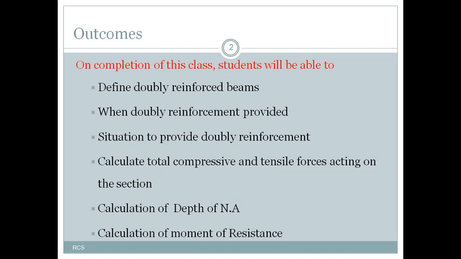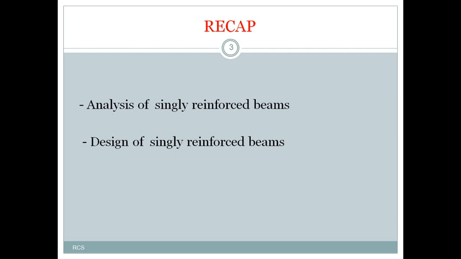As all of you know, analysis of any beam means the calculation of moment of resistance by using various parameters like compressive forces, tensile forces and depth of neutral axis. And finally, by calculating the lever arm, we can calculate the moment of resistance with respect to the tension zone or with respect to the compression zone. Right. So let us recall what we had discussed previously regarding a singly reinforced section. We had discussed analysis of singly reinforced beams and design of singly reinforced beams.